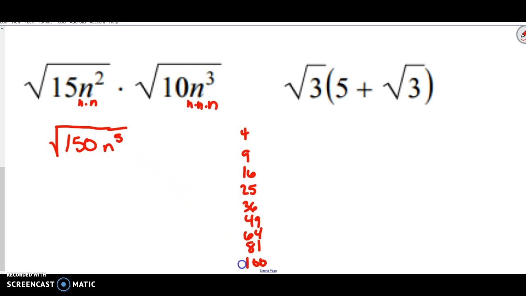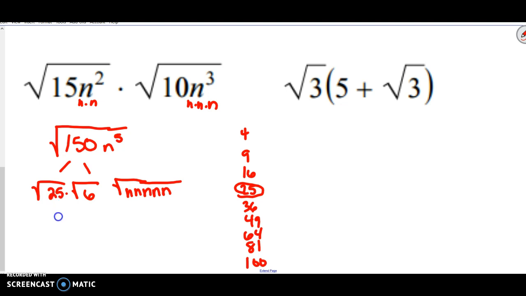Alright, so 100 is not going to work, 81 won't work, 64 won't work, 49, 36, 25. So I can get a 25 to go into this guy. So that's going to be the square root of 25 times, use your calculator if you don't know this off the top of your head. So 150 divided by 25 gives you 6. So that's how we get these. And then bring down the n to the 5th. And if you want, you can go ahead and expand that if it makes life easier for you.